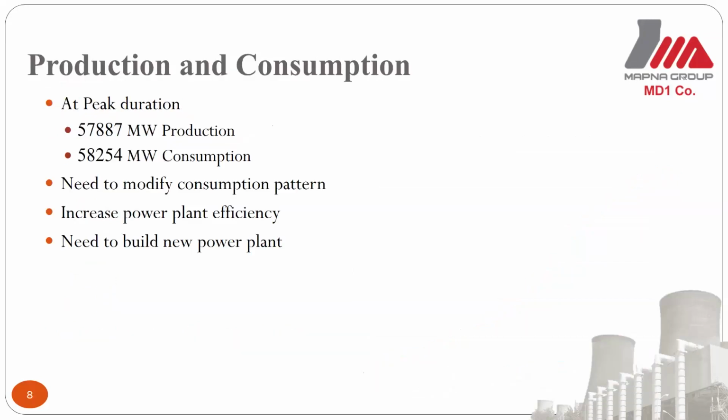Moreover, there's another interesting fact we should take a look at. During last year, at peak power consumption time, production was less than consumption. You can see the values here, these 2 values. These 2 important values show that Iran needs to modify its consumption pattern, increase power plant efficiency, and build new power plants.